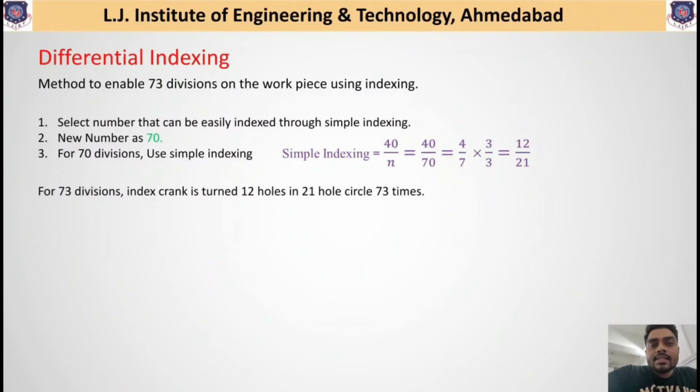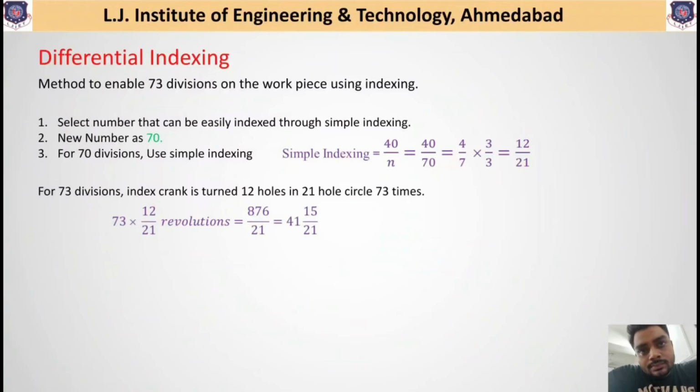So now, as you can see, for 73 divisions, the index crank is turned 12 holes in the 21 hole circle 73 times. And if we want the final total number of revolutions after performing these 73 divisions, we simply multiply 73 into 12 divided by 21, because we are repeating this 12 by 21 revolution 73 times. So you will get the answer as 876 divided by 21, that is nothing but 73 into 12 divided by 21.